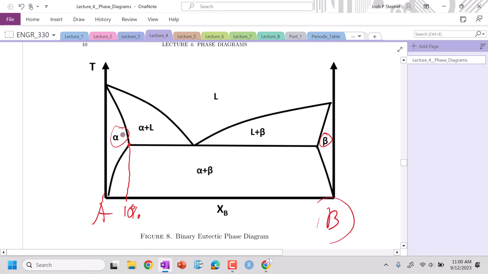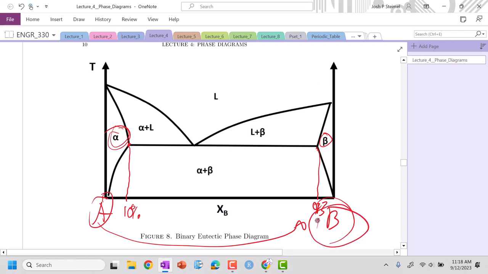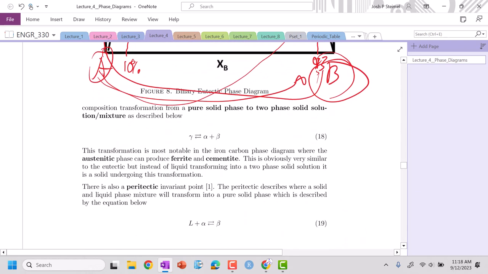This is a large solubility limit, to be honest. But if I look over here, let's say this is like 7%. Or actually, it would be, let's say it's 93%. So I can only put 7% of A into B and still be beta. So B has a larger solubility in A than A has solubility in B. So we can look at solubility limits from these phase diagrams as well.